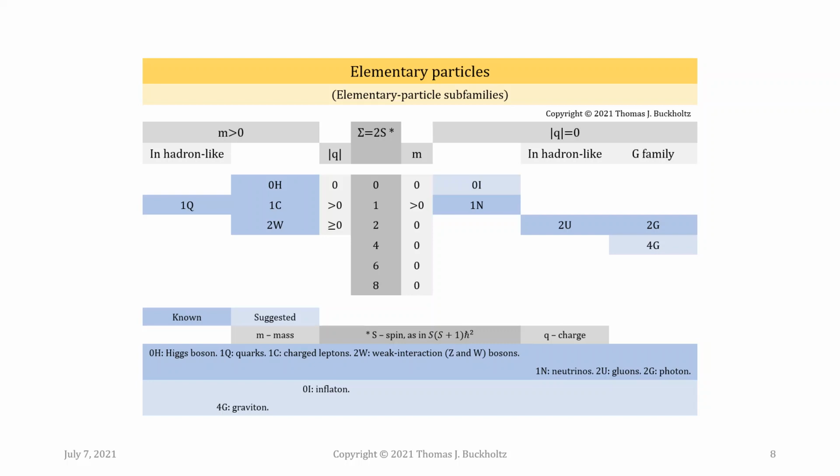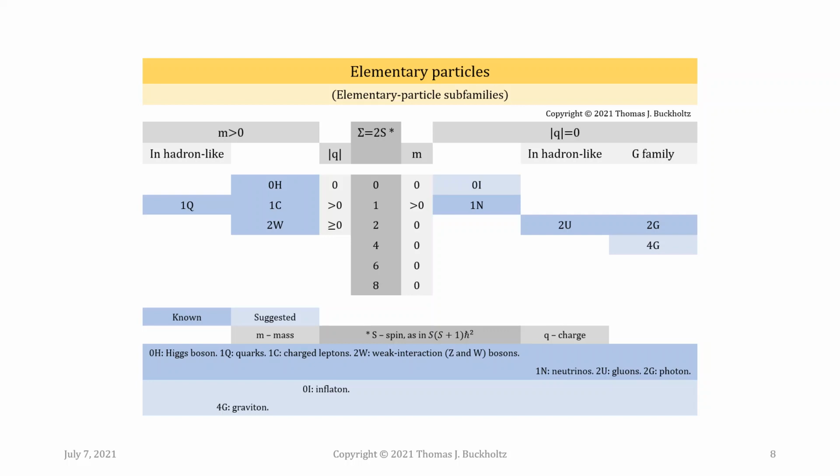Let's talk about each row. The row for which the spin is 0 includes the 0H subfamily. The subfamily contains just the Higgs boson. The 0I subfamily would contain just the so-called inflaton that some people say played roles early in the history of the universe. The next row alludes to, exactly, all known elementary fermions. From left to right, there are 6 quarks, 3 charged leptons, and 3 neutrinos.